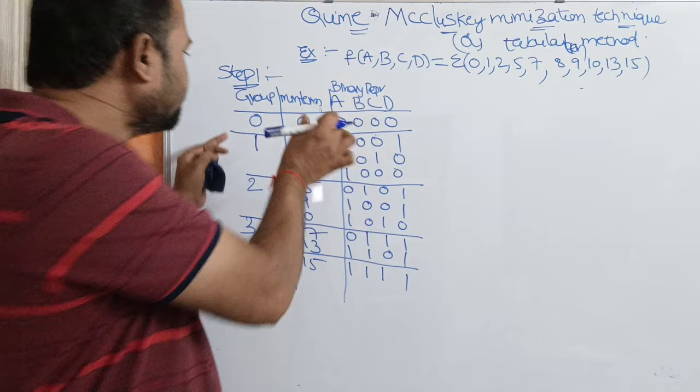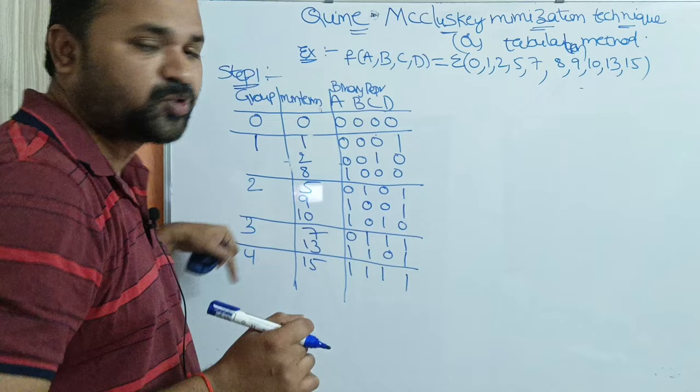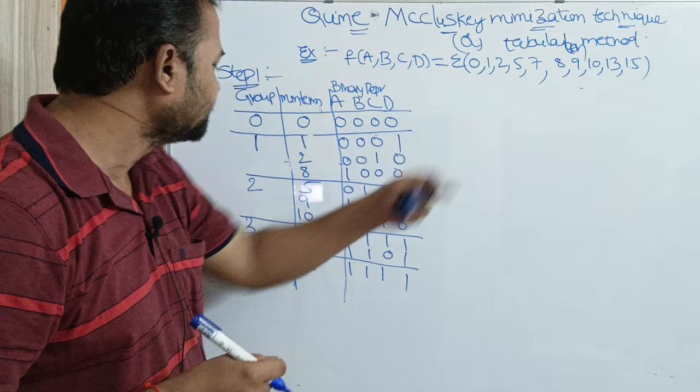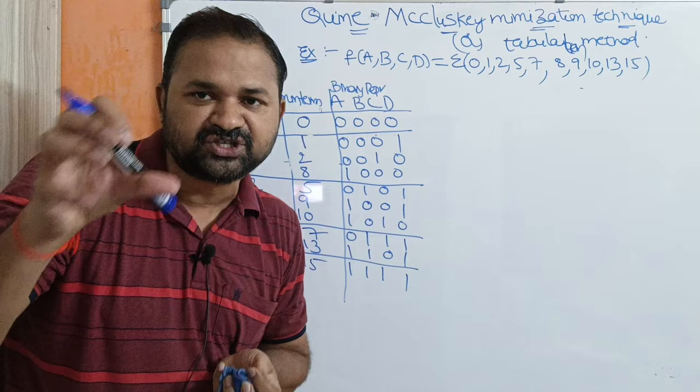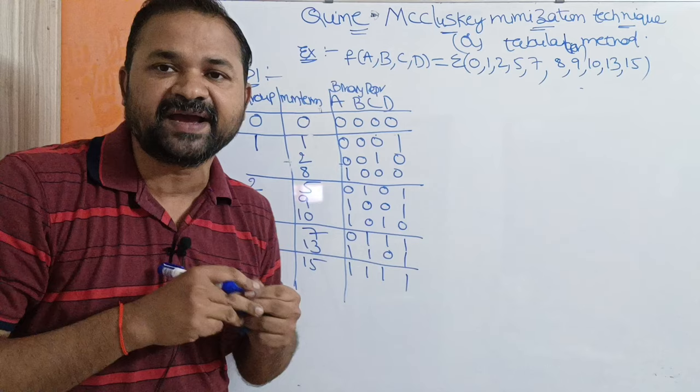Then we have to write group 1, group 2, group 3, group 4 likewise. Suppose if you don't have a group, then there is no need to write it. Group 0 means binary numbers with 0 ones. Group 1 means binary numbers with a single 1. Group 2 means binary numbers with 2 ones. Likewise.